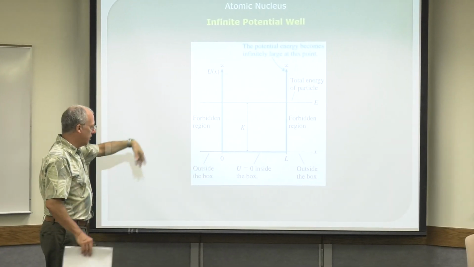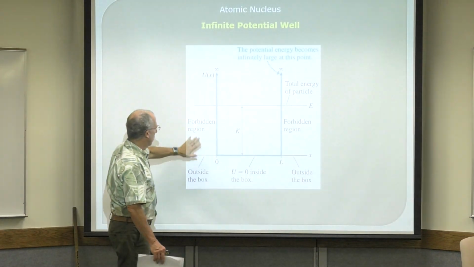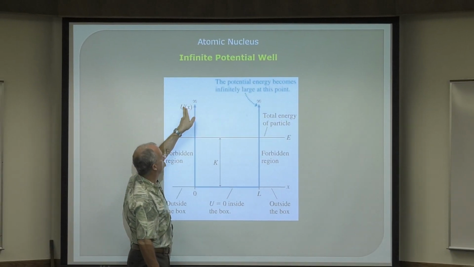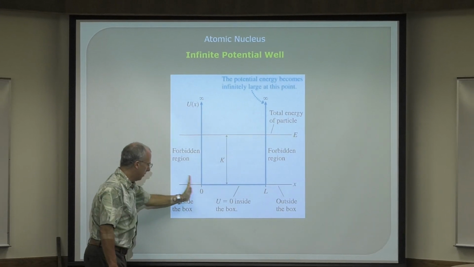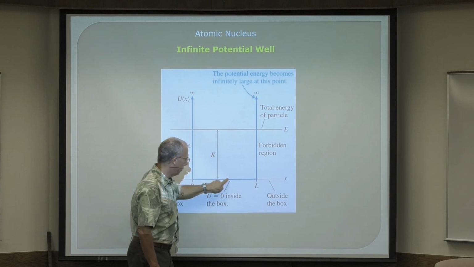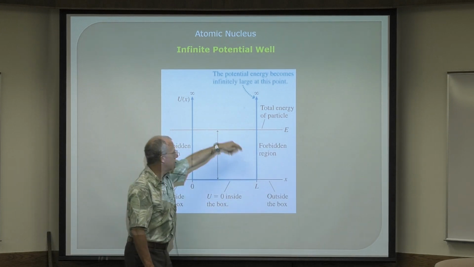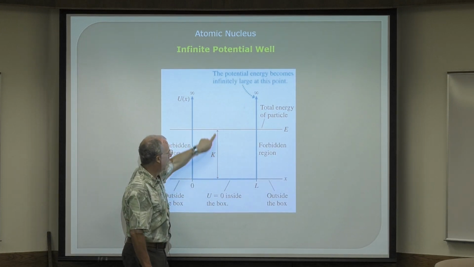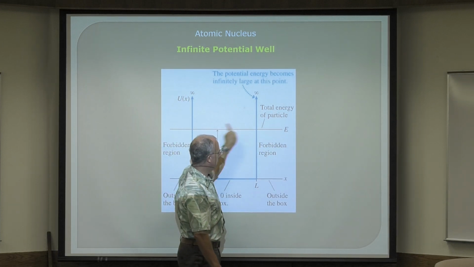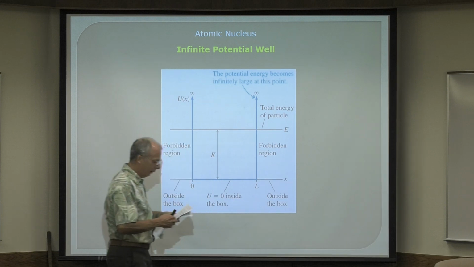Okay, so I already said this, but I'll say it again. So this is all forbidden because you can't jump over infinite potential energy. So this is outside the box. Right here is inside the box. Right? This is the potential energy U. This is the total energy. So this is the kinetic energy, which is much less than the potential energy. Total energy forbidden outside the box.